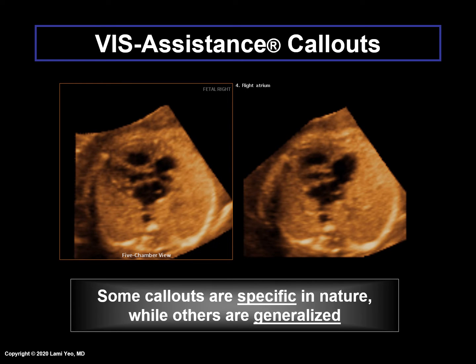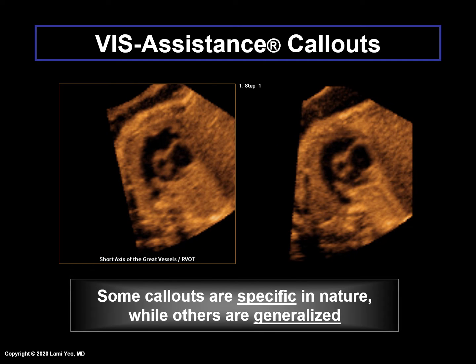This is an example of a specific callout. The 5-chamber VISA callout states right atrium, and accordingly the right atrium is being shown. This differs from the diagnostic plane image on the left side.